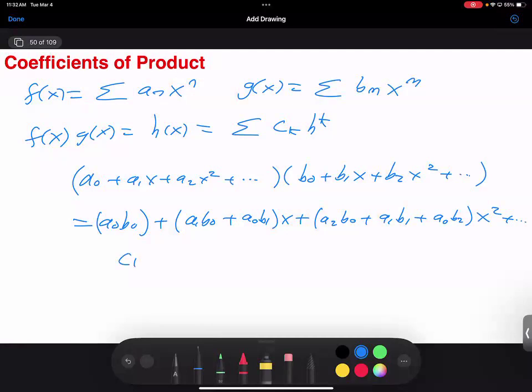So in this case, c_k would just be a_k b0 plus a_(k-1) b1 plus dot dot dot plus a0 b_k. Or if you wanted to do it more formally, just the sum l goes from 0 to k of a_(k-l) b_l, which makes sense. If I choose x to the k minus l from the first, I have to choose x to the l from the second. So here's an example where I can easily write down what the coefficients are.